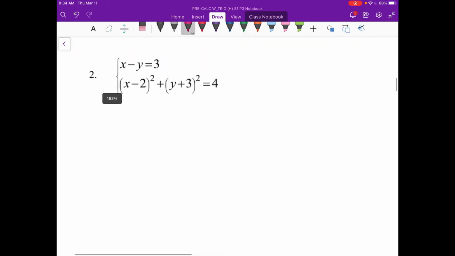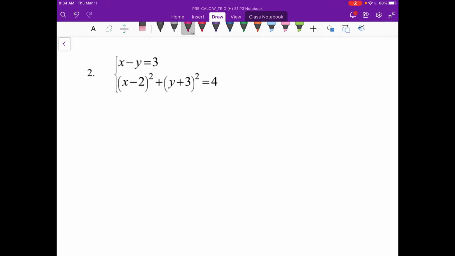In this example, we have x minus y equals 3, which is the equation of a line. I'm going to rearrange this to be y equals x minus 3. So again, this is going to be a line. And the second one is actually going to be the graph of a circle. So again, I'm going to show you this on Desmos here in a moment, but just keeping in mind how many potential answers there could be with a circle and a line. So I'm going to be using substitution here. That's why I rearranged the first equation.